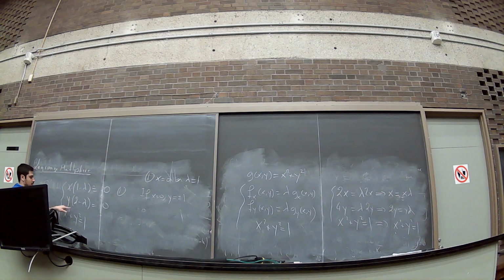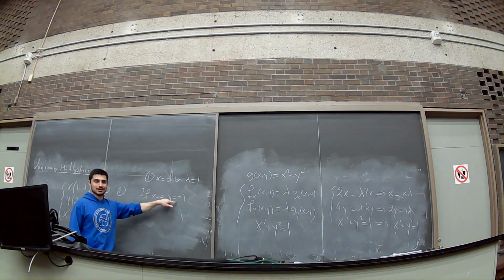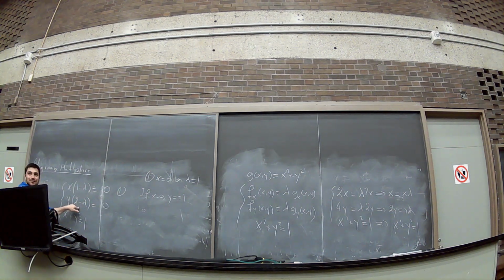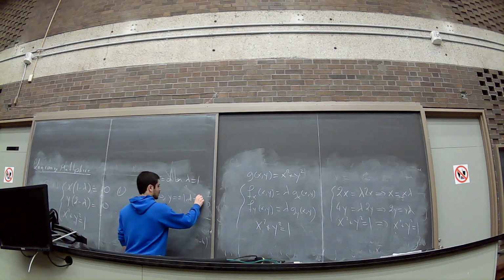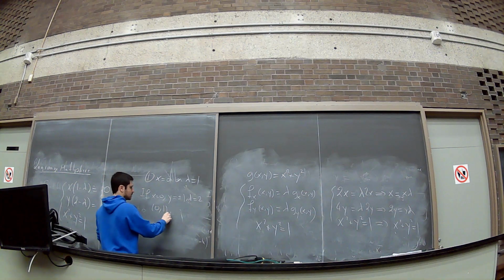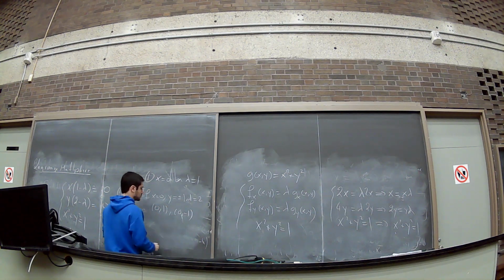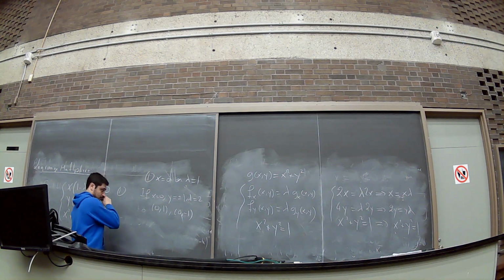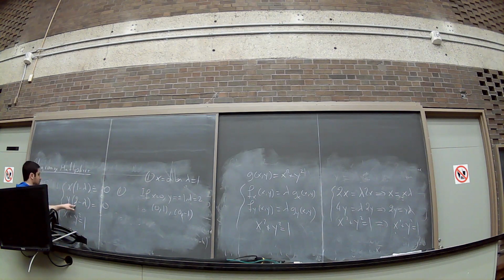And what is the value of lambda? 2, right? You guys see this? If x is 0, then y is equal to plus or minus 1. Look at that here. What is the value of lambda? 2. So what do you have? You have the points 0, 1, and 0, minus 1, for lambda is equal to 2.